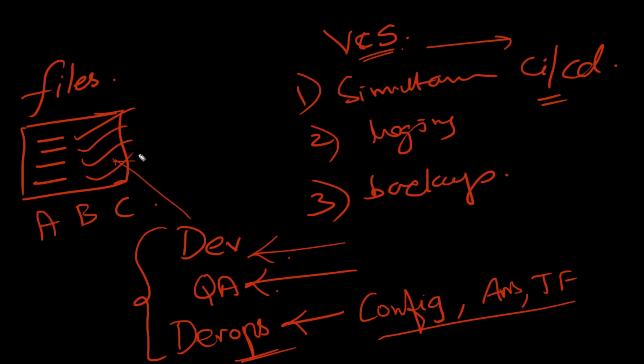Developers may be using some program files. QA will be writing some test scripts. Like I said, it might be YAML files for Ansible, Terraform, whatever it is. Any file can be version controlled.